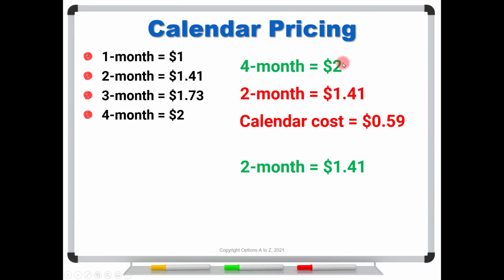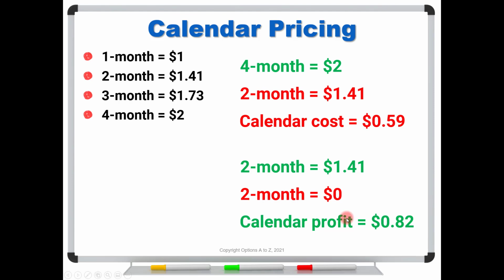So we paid $2 for it, and it's now trading for $1.41. But the option that we sold for $1.41 is now at expiration, still at the money, so it's worthless. So now the profit is the difference between the 59 cents that we paid and the $1.41 that our long is worth, 82 cents. So notice in the previous slide we had a 73-cent profit. Now it's only 82 cents.